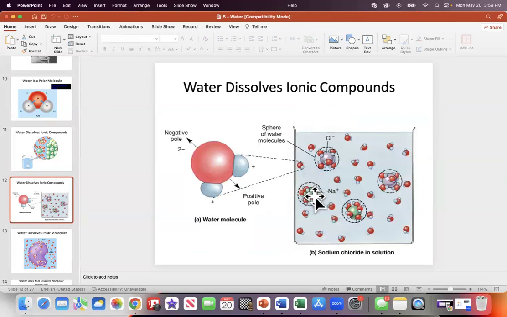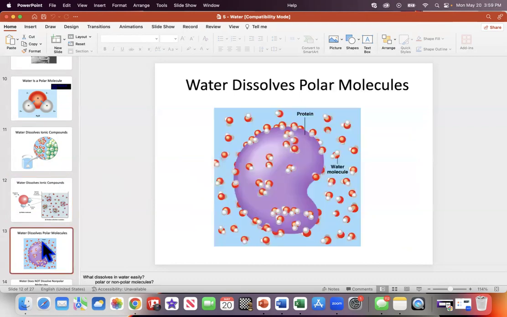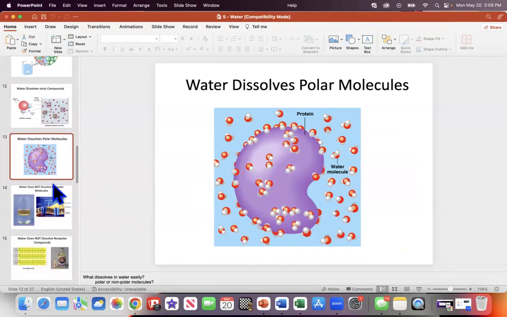And the water can always use the partially negative side to surround the cation, and can always use the partially positive side to surround the anion. So water dissolves salt pretty well. So water dissolves polar molecules because water is polar.